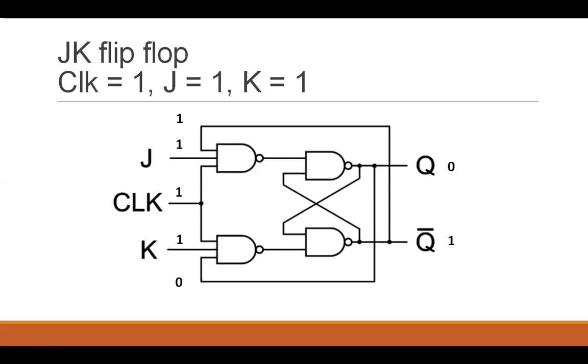So in the first case scenario, I have clock 1, J 1 and Q complement 1. So 1.1.1 is going to give us 1 and inverting that would give us 0. So NAND is going to give us 0 here. And in the K gate, we have 1.1.0, which is going to give us 0, and inverting that is going to give us 1.